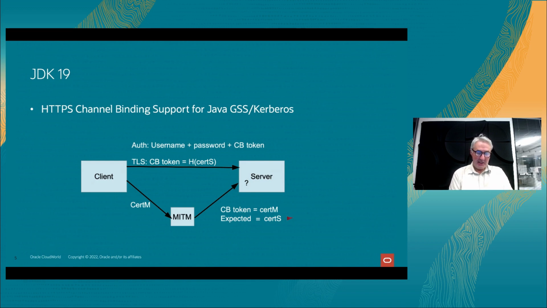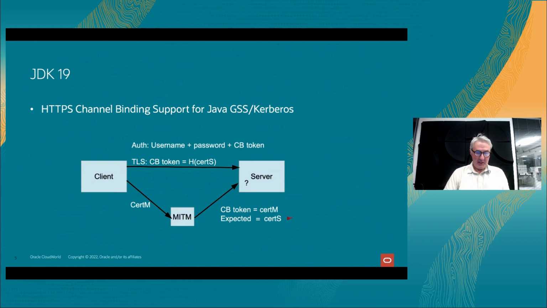So what happens then in a case where an attacker gets in between? Well, in this case, the client has, instead of receiving the server certificate, actually received the certificate from the man in the middle. So this is denoted as cert M in the diagram as opposed to cert S. So the client doesn't know this, but it derives the channel binding token from cert M instead of cert S, and that's passed up to the Kerberos layer.